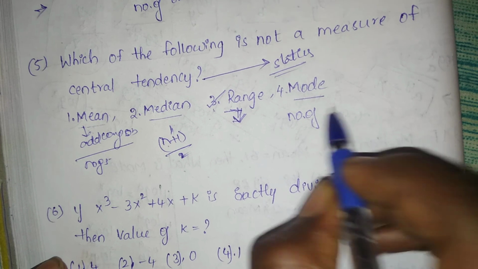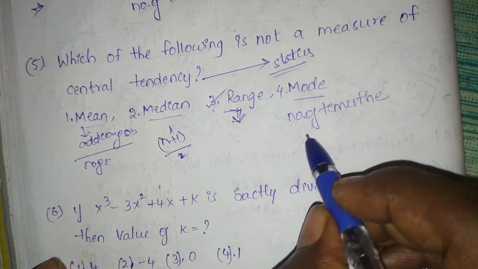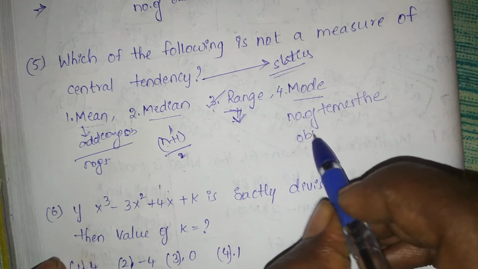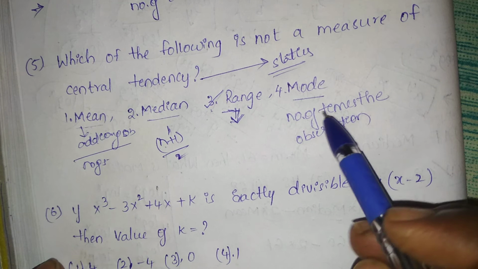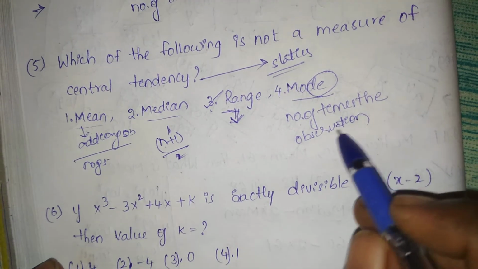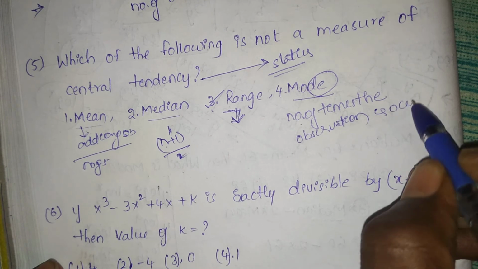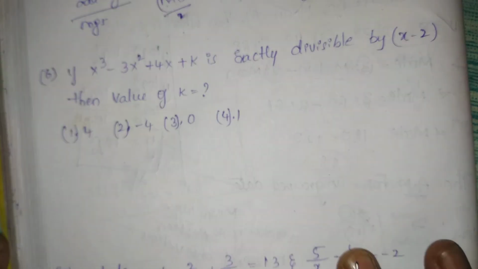And the mode is the number of times the data or the observation is occurring. Simple definition: the most occurring value is known as the mode value. Next question.